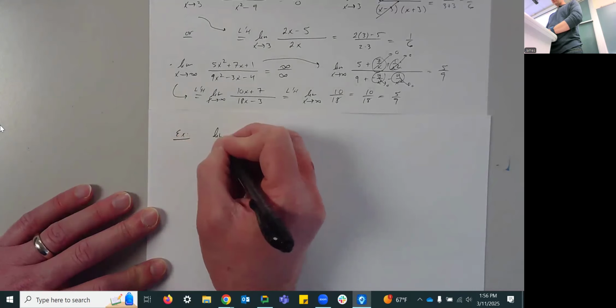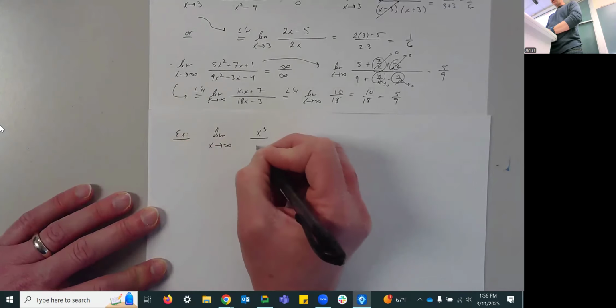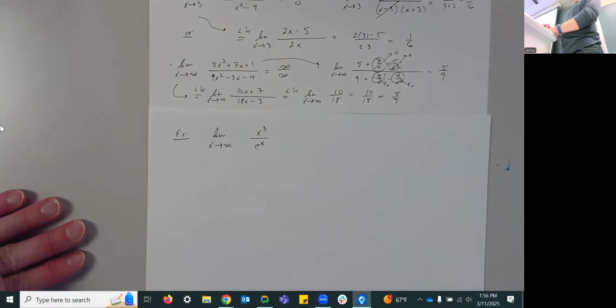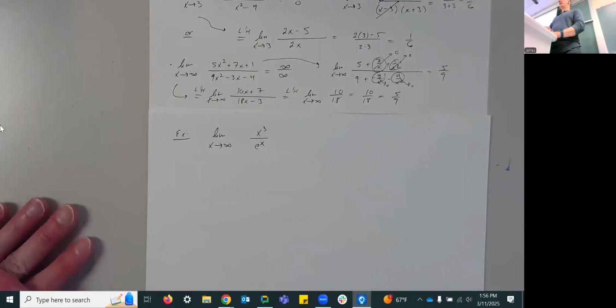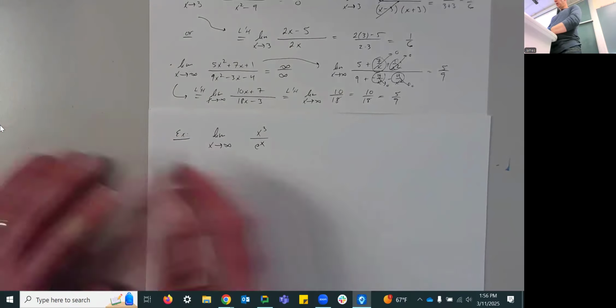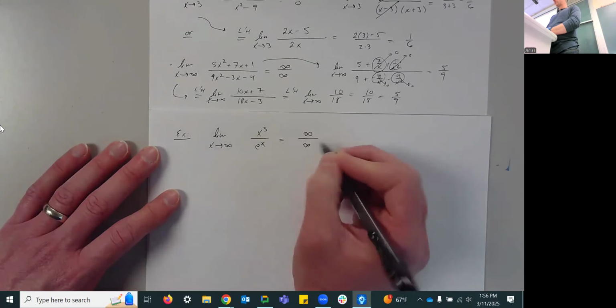the limit as x goes to infinity of x cubed divided by e to the x. So certainly both the top and the bottom of this limit are getting infinitely large. X cubed is getting infinitely large. e to the x is getting infinitely large.